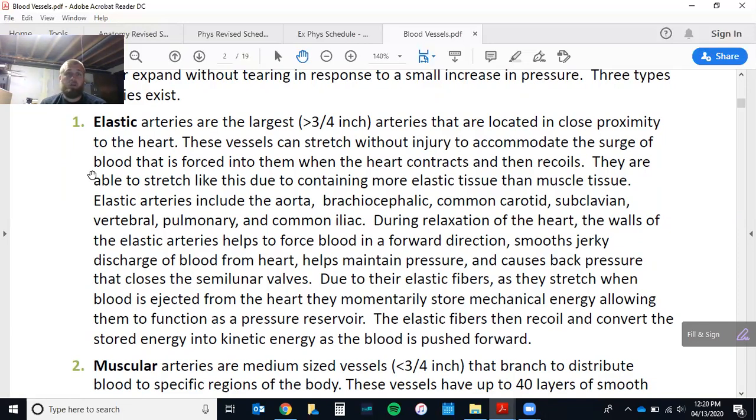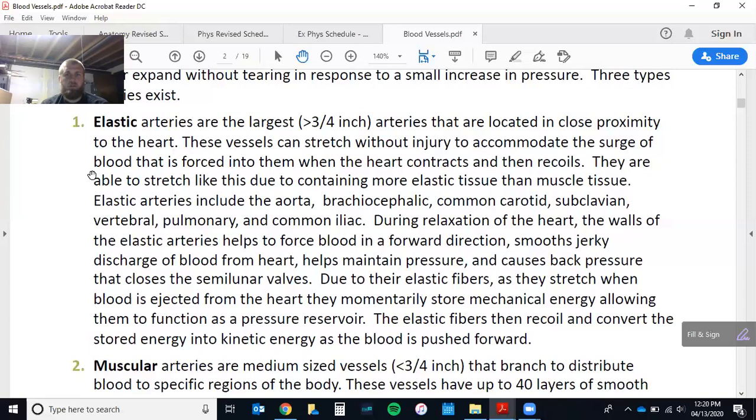This includes the aorta I mentioned, brachiocephalic, which is in our upper chest, common carotids, which are in your neck, subclavian, which is in your upper arm-ish area, upper chest, vertebral, which runs up through our neck, pulmonary, that's the one that we talked about, carries deoxygenated blood to our lungs, and the common iliacs, which distribute the blood to our legs. So these are kind of the biggest, great size, greater than 3/4 of an inch. That's very large.